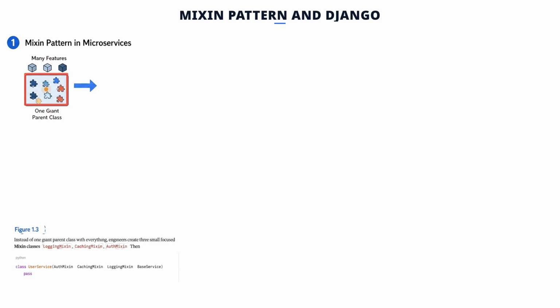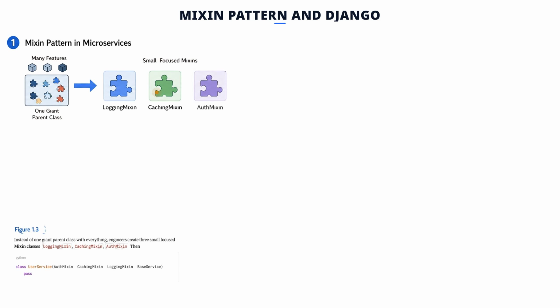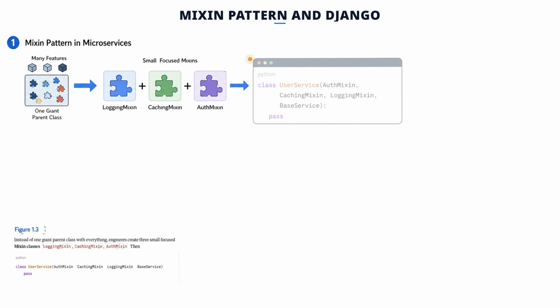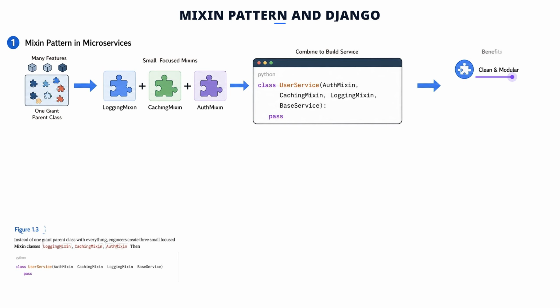Notice how we can break functionality down into small, highly focused mix-in classes. In this top example, engineers have created a logging mixin just for recording activity, a caching mixin for remembering data, and an auth mixin for verifying permissions. When we need to build a new service like this user service class in Python, we simply combine these mixins along with a base service. This approach makes our code remarkably clean and modular, allowing us to snap features together just like puzzle pieces.